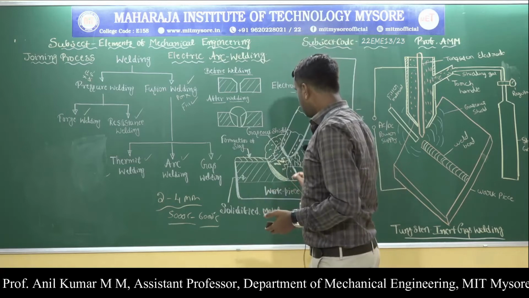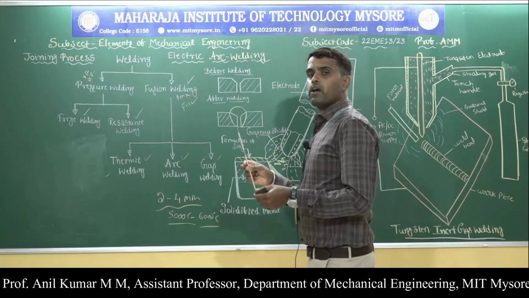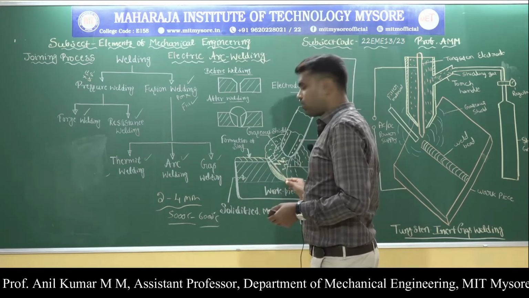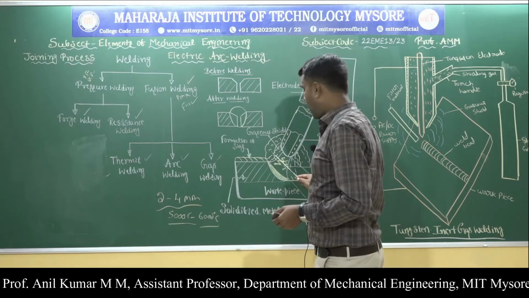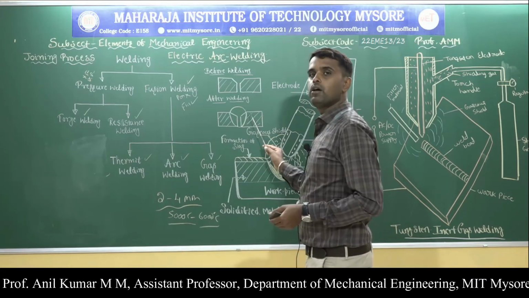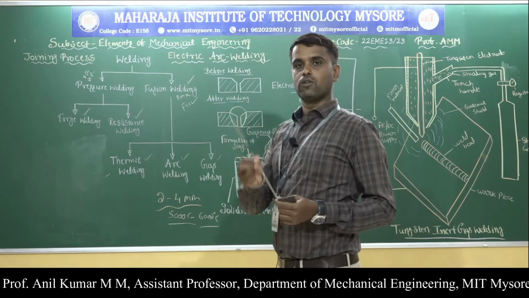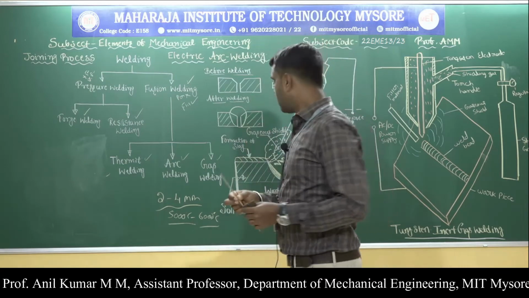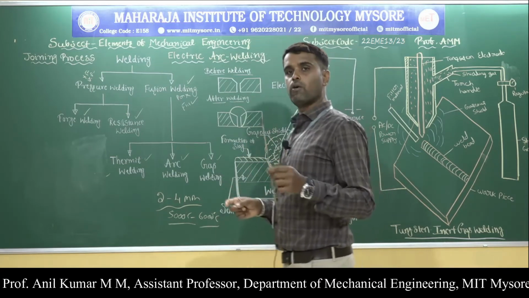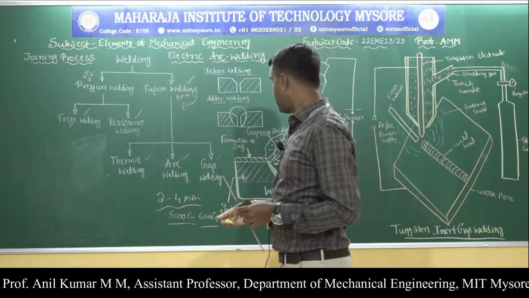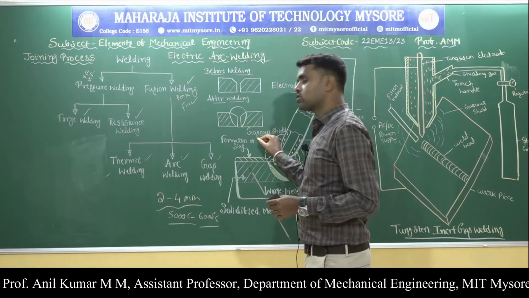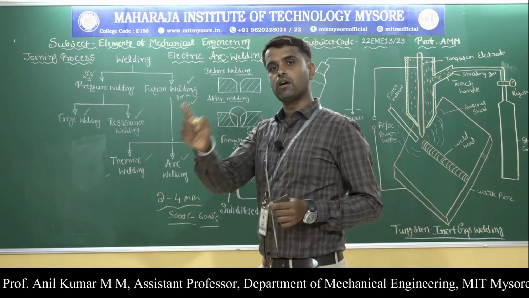Whatever flux is coated on the electrode is also melted, and it forms a gaseous shield that protects the molten metal from the atmosphere. That's why the flux is used. The main function of the flux is to form the gaseous shield and protect the molten metal from the atmosphere. Otherwise, the molten metal absorbs oxygen from the atmosphere and forms oxide.